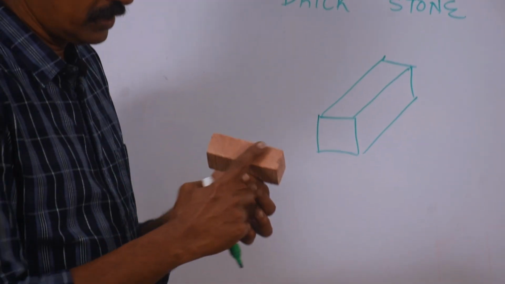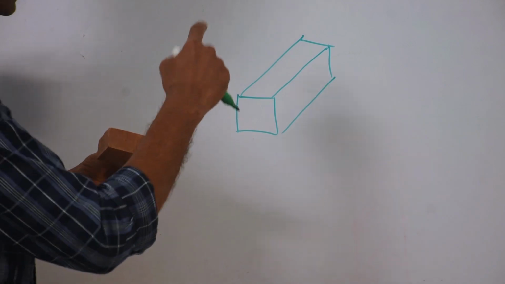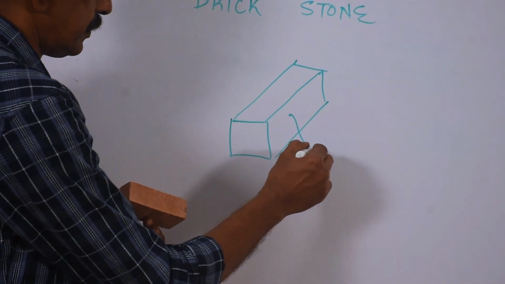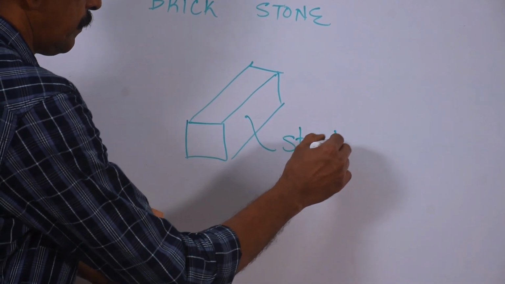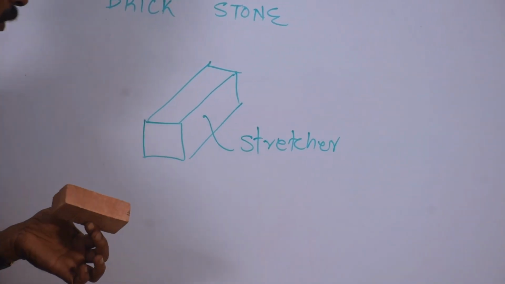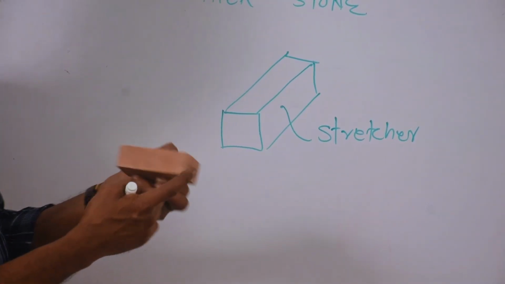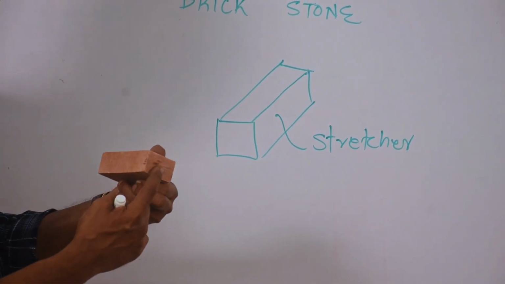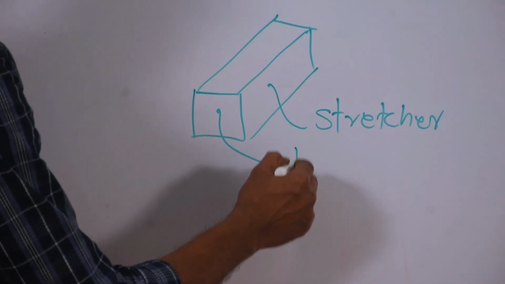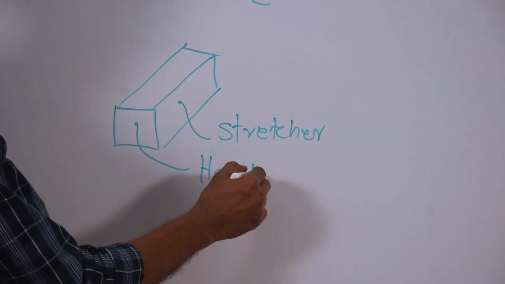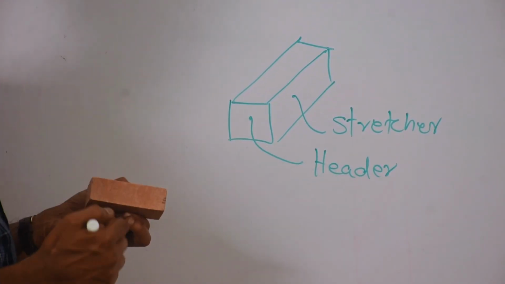This side or face of the brick, in this figure, is called the stretcher. And this end, the other end, is called the header. So, stretcher, header, stretcher, header.